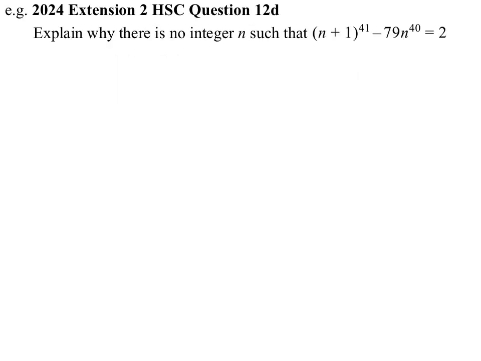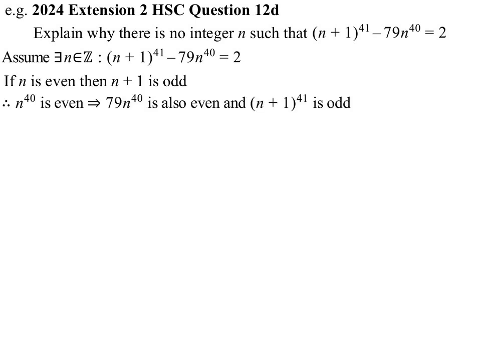Explain why there is no integer n such that (n plus 1) to the power of 41 minus 79n to the power of 40 is equal to 2. Assume then that n, which is an integer, that it does happen: (n plus 1) to the power of 41 minus 79n to the power of 40 is equal to 2. We're going to assume that's the case.